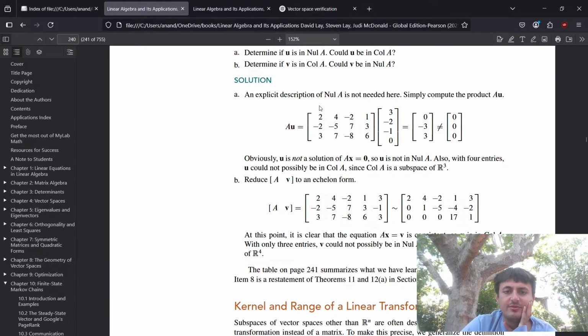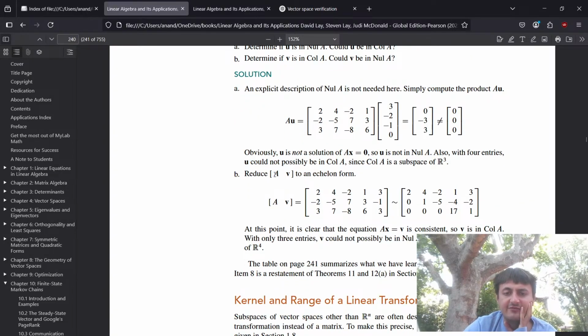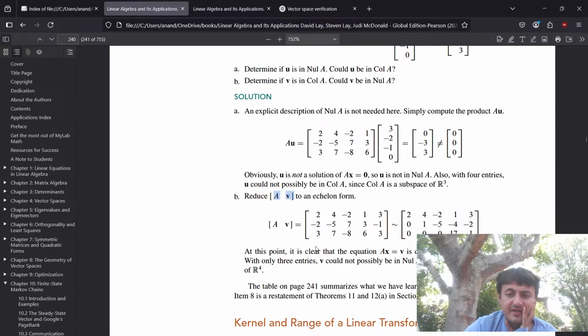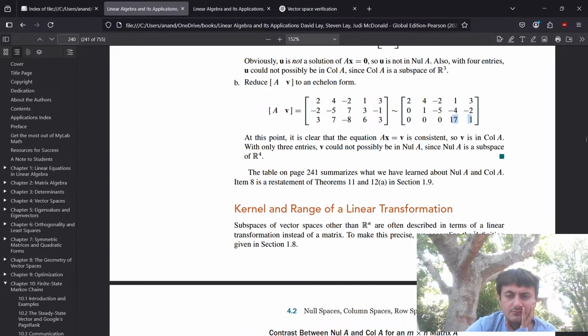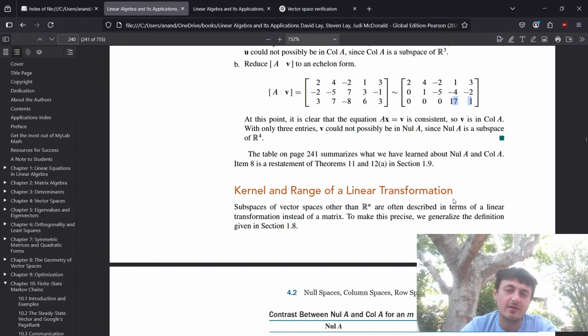So anyways, for A, they did A times U, and they found that it wasn't the 0 vector, so therefore it's not in the null space. And then to find whether or not V is in the column space, they put it into echelon form, and they find that the equation is consistent. So since it's consistent, it's in the column space.